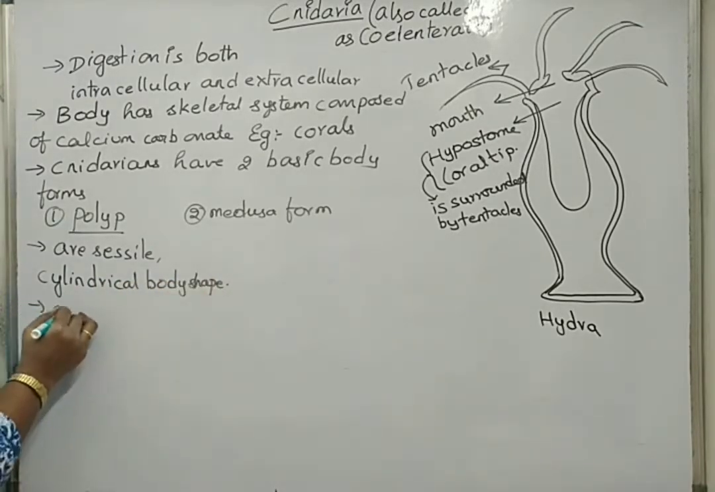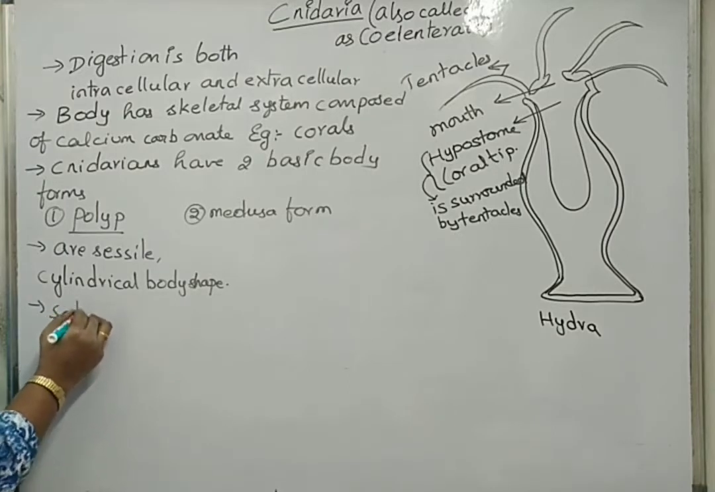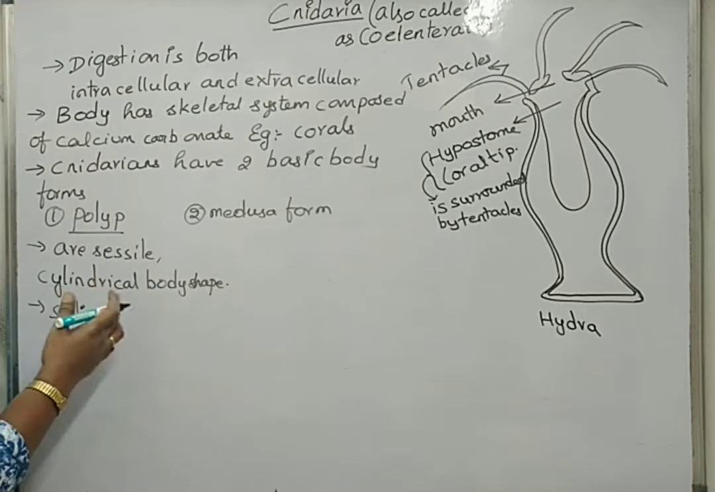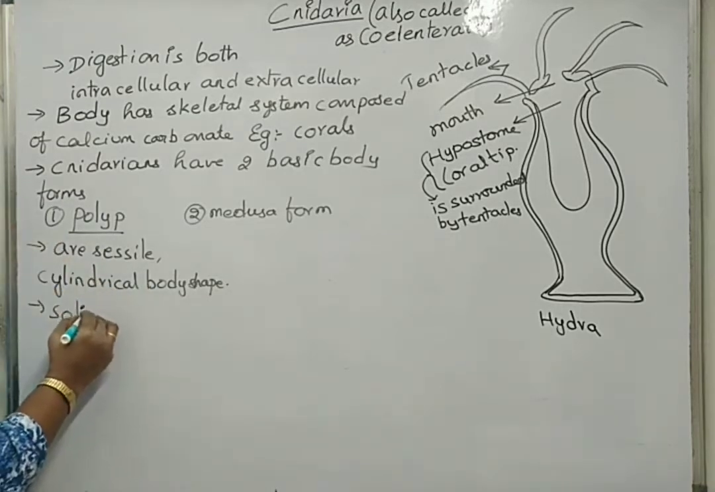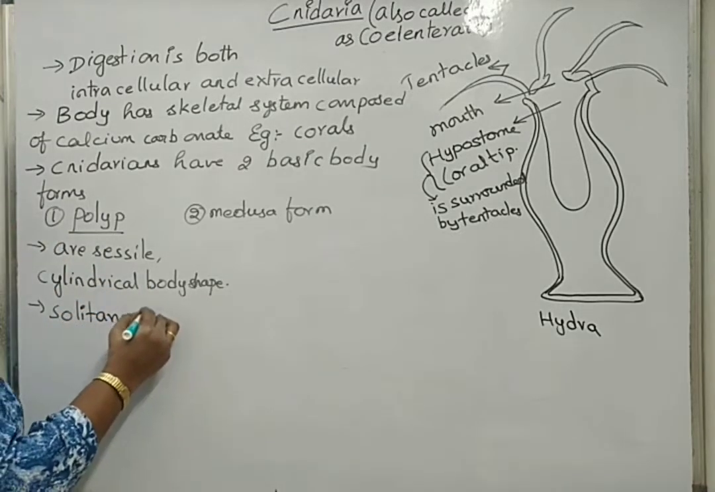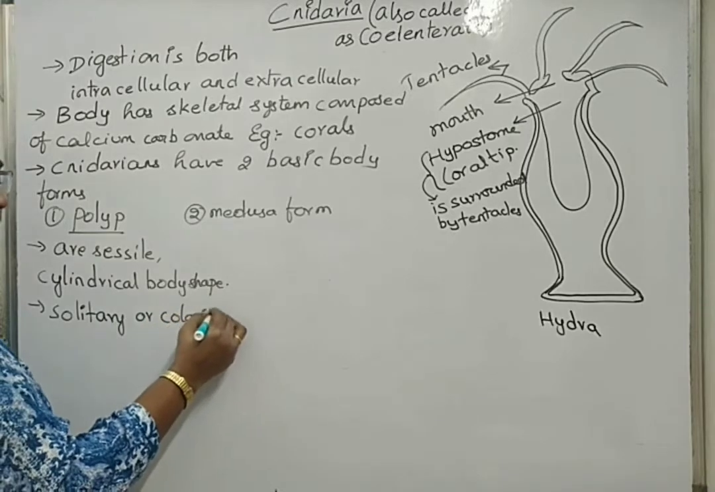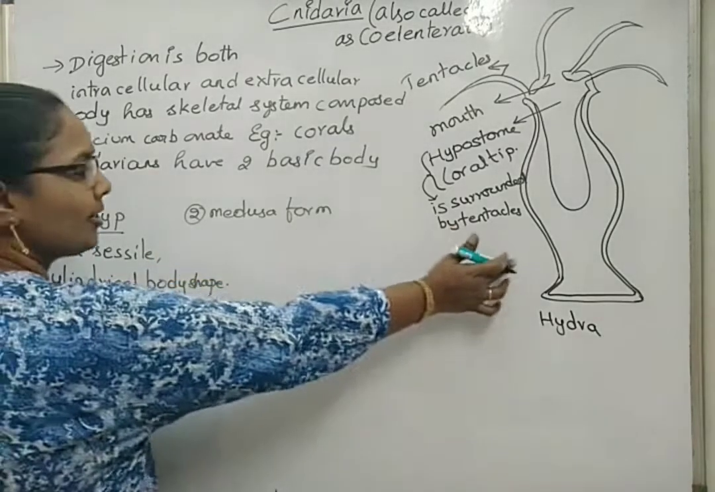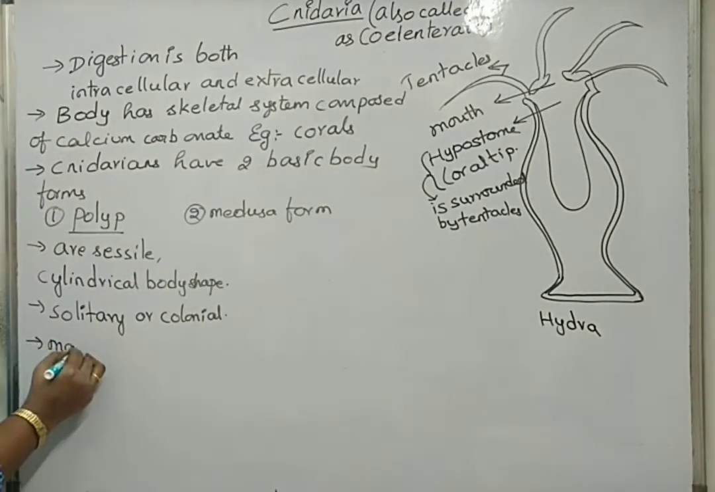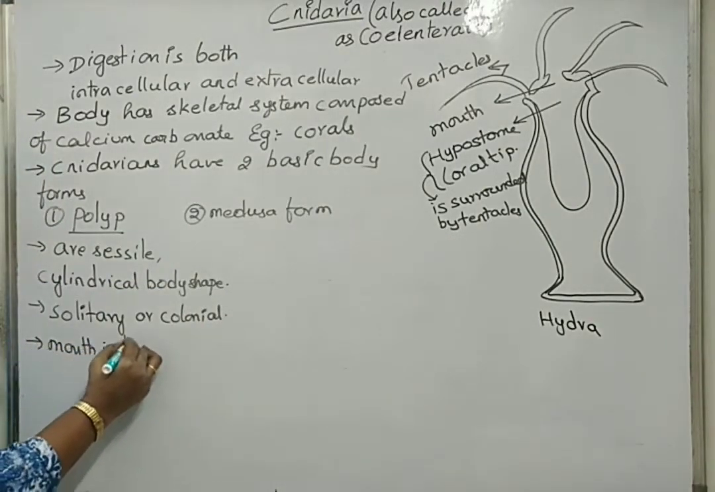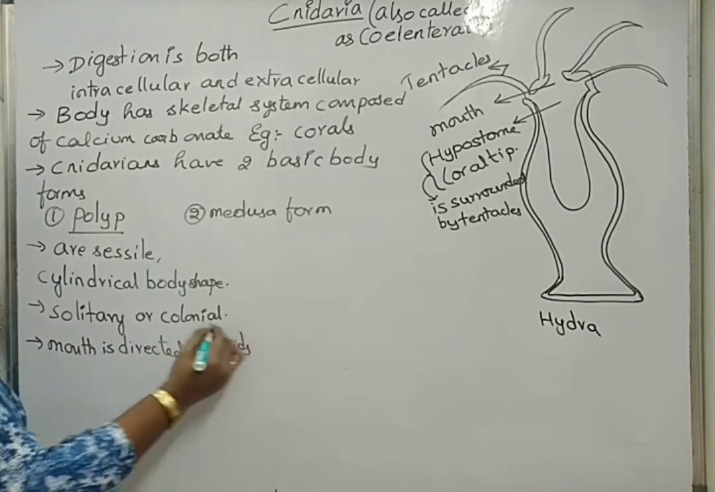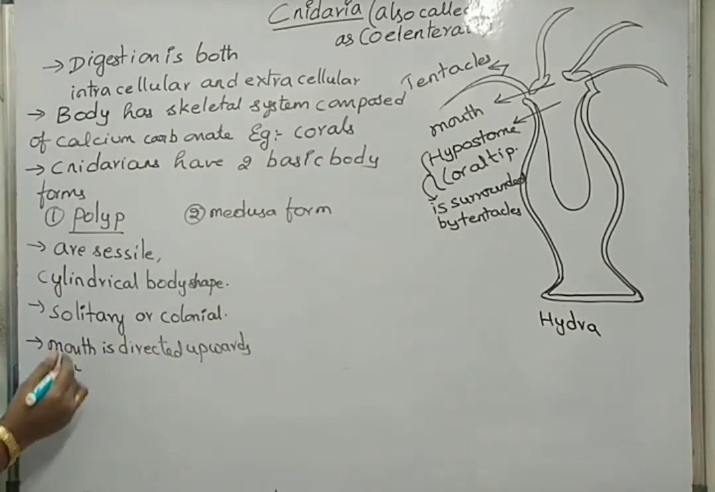These are solitary or colonial, both in nature. Means they can live as a single organism in one place, or they will live in colonial form. Solitary or colonial. Mouth is directed towards upside, like that of Hydra. Mouth is directed upwards. We can take examples like Hydra and Adamsia.